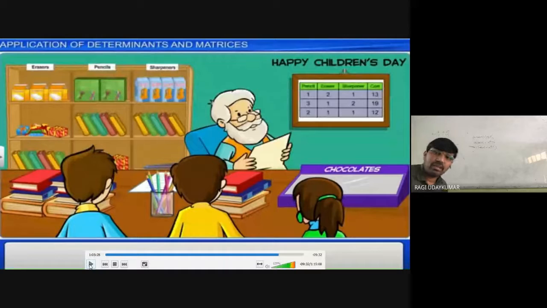So till now we have learned the different determinants, matrices, determinants and their properties, and properties of the determinants also. But what is the use of these matrices? Did you get it in your mind? The use of these matrices, where do we use it? The application of the matrices.